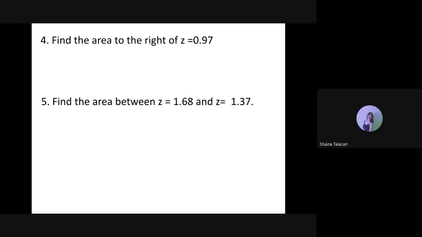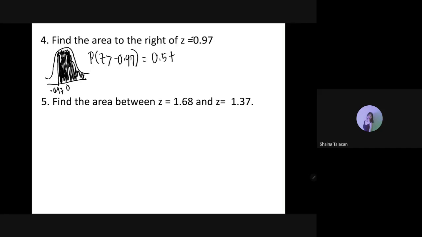Okay, let's try number four. For number four, we have find the area to the right. Why is it always right? Let's make this negative. Negative 0.97. So this is 0. Somewhere here is the negative, negative 0.97. And then right. So here, going to the right. So plus or minus? Plus, sir. Plus, correct. Negative 0.97. So 0.5 plus.